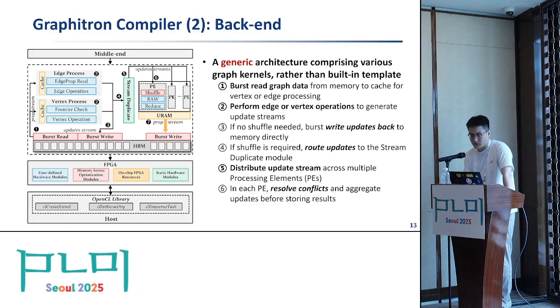If the output is not marked as shuffling, the update stream is directly written back to the memory. Conversely, the stream is further routed to the stream duplicate module, and it is duplicated, sliced, and distributed across different PEs. In each PE, the shuffling module reorganizes the update stream and filters out the unnecessary updates. Subsequently, conflicts are resolved by the REW module, and the redundant updates are aggregated by the reduce module. The resulting updates, which are sequential, are then stored into the cache. Finally, the updated properties are streamingly written back to the FPGA memory.